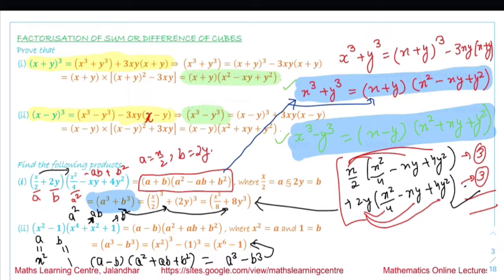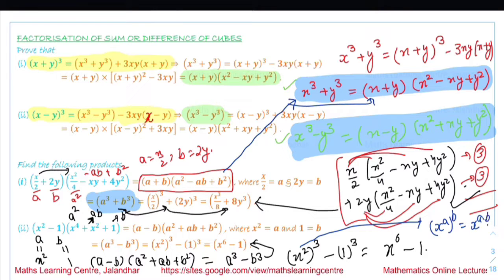When you substitute the values of a and b, you will get (x²)³ − 1³. So (x²)³ means x raised to the power 2 into 3, which is 6, minus 1. So what formula are we using here? It is (xᵃ)ᵇ = xᵃᵇ.